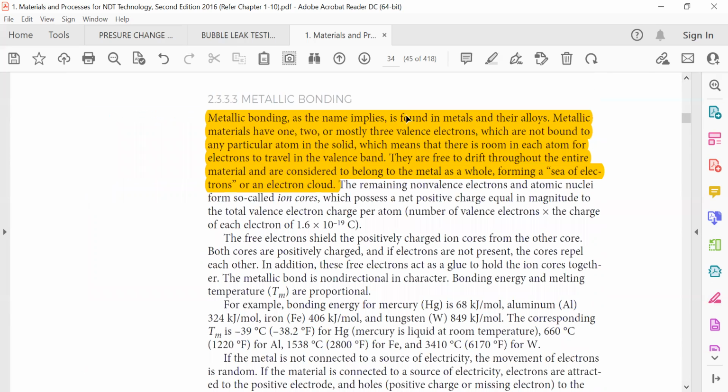Metallic bonding, as the name implies, is found in metals and alloys. Metallic materials have one, two, or mostly three valence electrons which are not bound to any particular atom in the solid, which means there is room in each atom for electrons to travel in the valence band. They are free to drift throughout the entire material and are considered to belong to the metal as a whole.